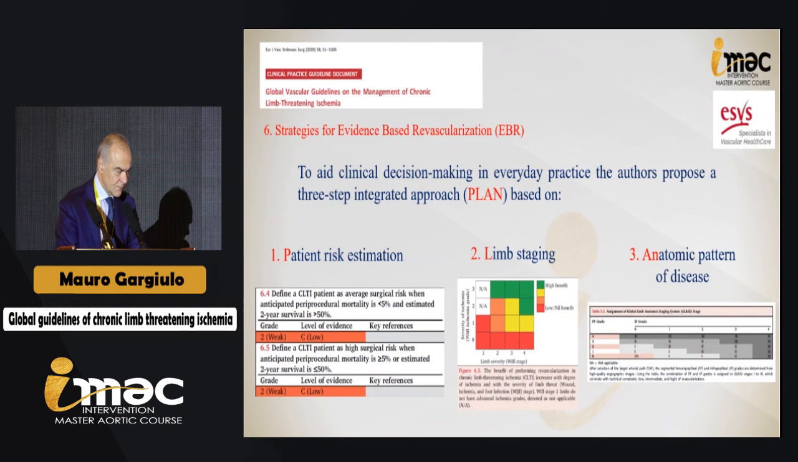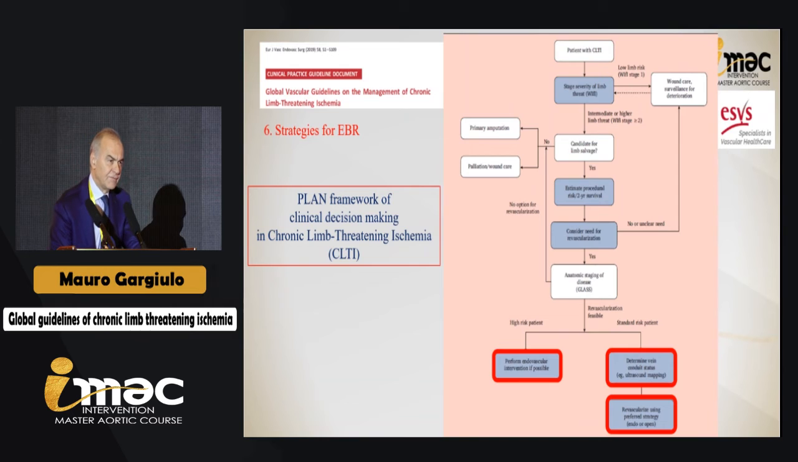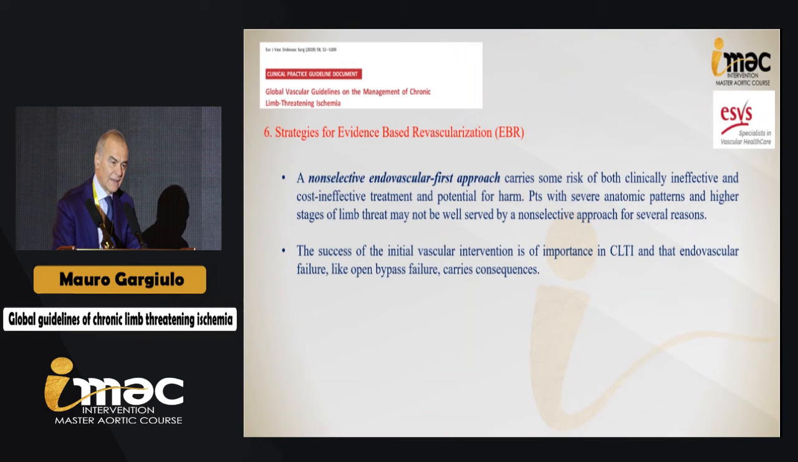With this PLAN approach, we can define if it's correct to go with endovascular or surgical treatment in these patients, and this guideline underlines that it's very important not to always use an endovascular-first or surgical-first approach, but we need to evaluate according to different variables. In some patients we can use endo, in some patients we can use a surgical approach, because the success of the initial vascular intervention is of importance in CLTI, and endovascular failure, like open failure, carries consequences.